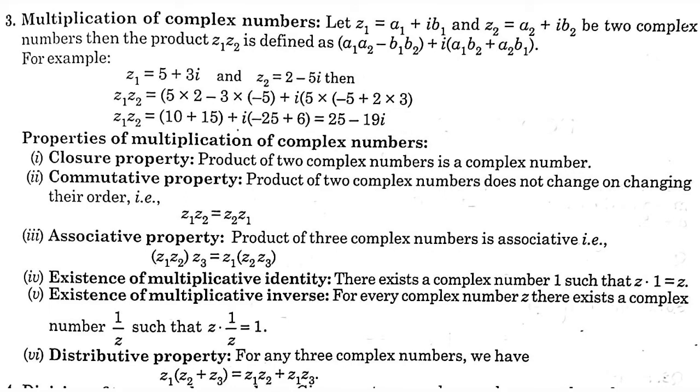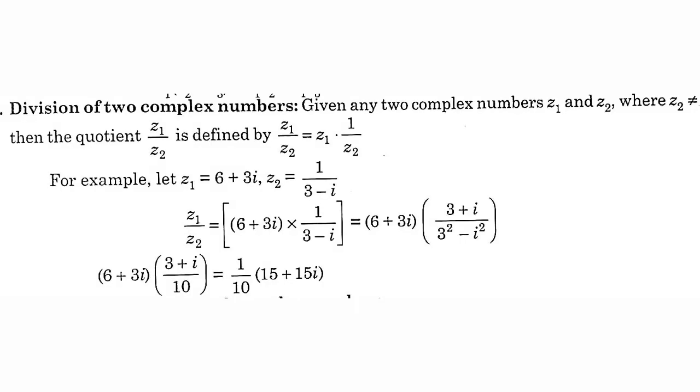Distributive property: for any three complex numbers we have z1 in the bracket z2 plus z3 is equal to z1 into z2 plus z1 into z3, right? Division of two complex numbers. Given any two complex numbers z1 and z2 where z2 is not equal to 0, then the quotient z1 by z2 is defined as z1 by z2 is equal to z1 into 1 upon z2.